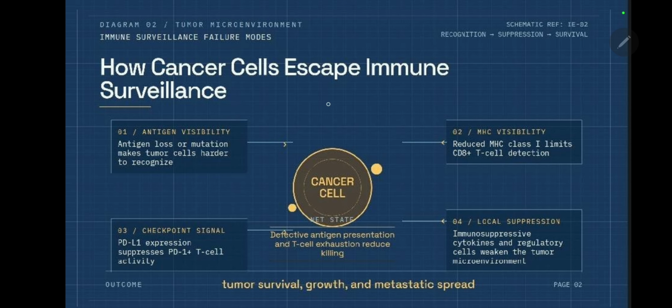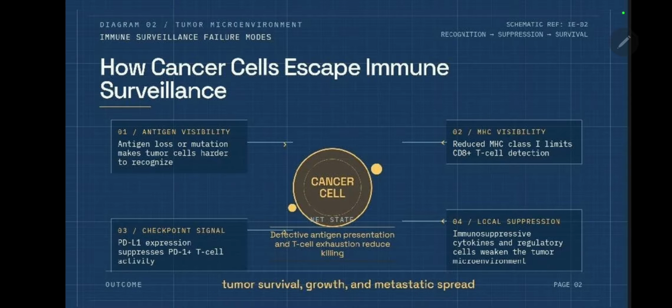So how does the cancer cell escape immune surveillance? What will happen at that level? First of all, if antigen visibility is low, it means antigen loss or mutation makes the tumor cell hide. Second, MHC visibility. If the MHC is low, that is also a cause of tumor cell escape from the immune system. Third is checkpoint signal, like PD-L1 expression on the tumor cell, and local suppression of the environment like tumor growth factor beta and some other cytokines. So in that situation, the tumor survives, grows and spreads metastatically.